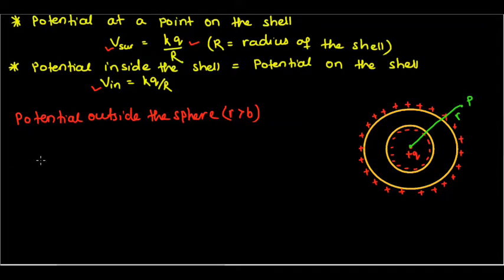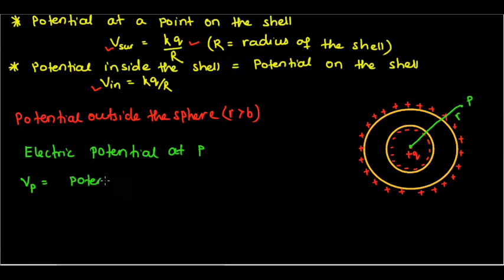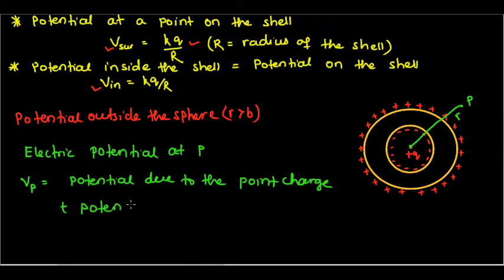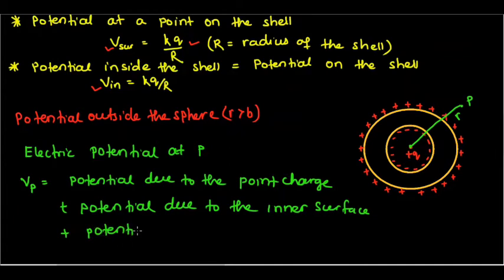So if we are going to find the electric potential at P, then Vp is equal to the sum of potential due to the point charge, plus potential due to the inner surface, plus potential due to the outer surface.